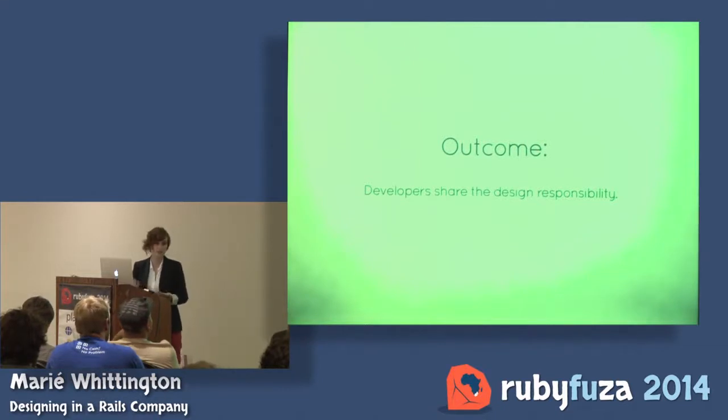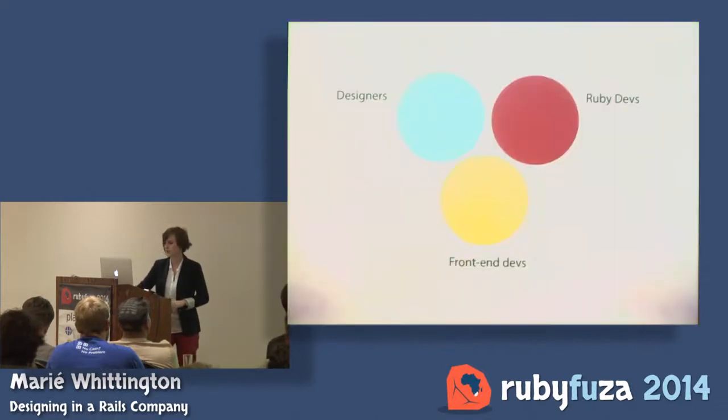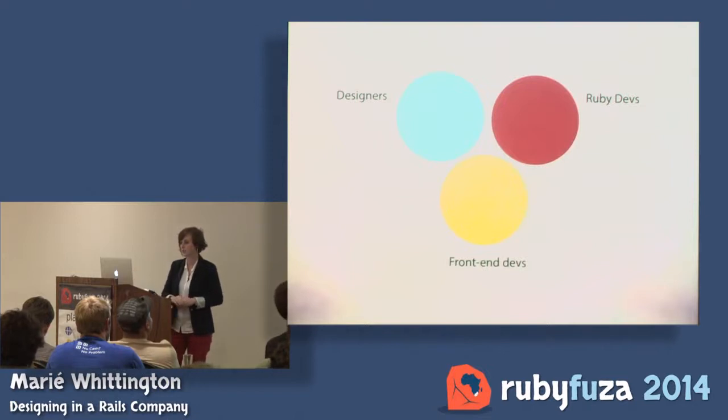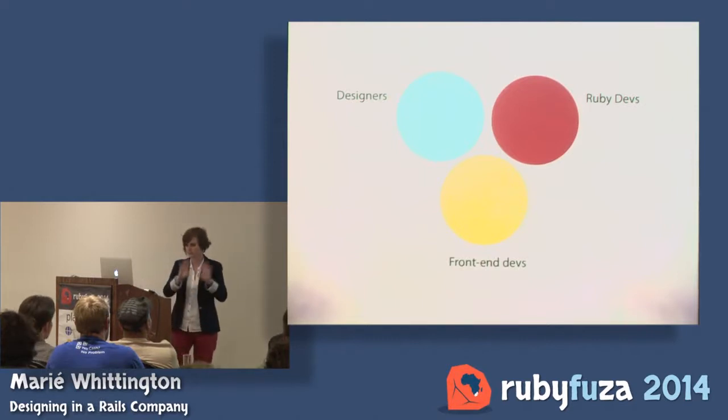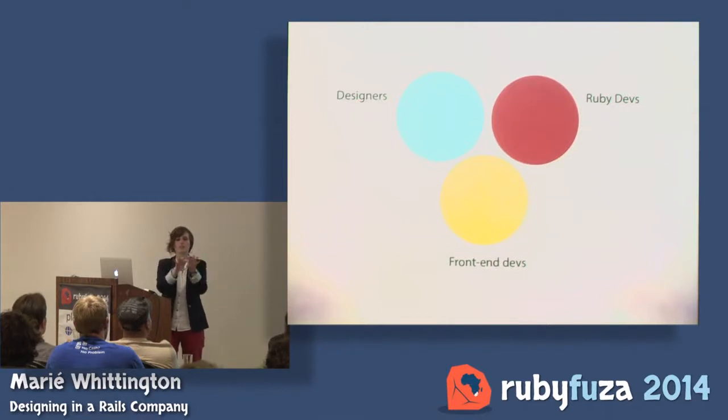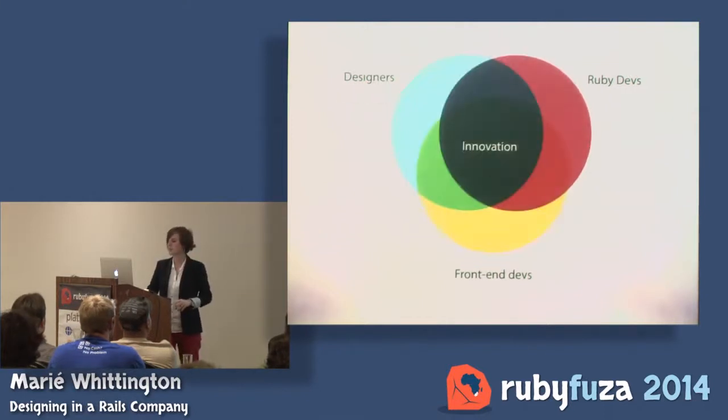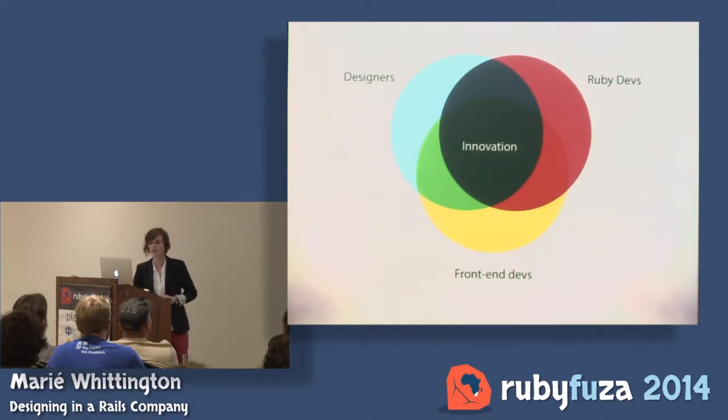So I've heard that you have to have a Venn diagram in a presentation. So this is mine. You've got designers, Ruby devs, and front-end devs. And these are like 3 disciplines. But when you really bring these guys together and make these overlap, for me, that's where the real innovation happens. That's where the real little magical bits come out, I feel.